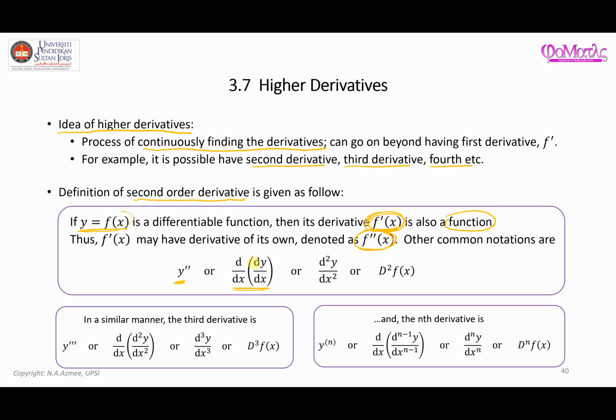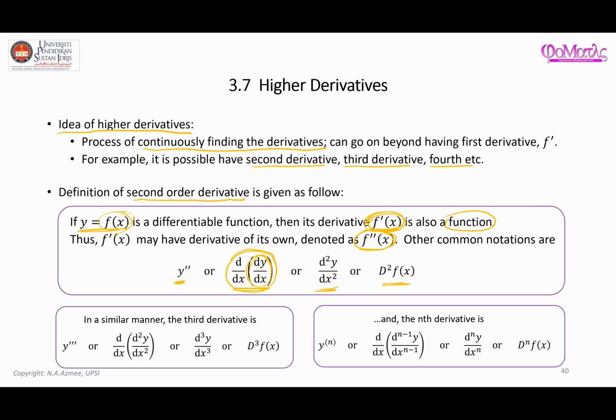Other common notations are y double prime, or this one, which says that here is the result of the first derivative, and we supply the result to this operation, where the result gives you the second derivative of the function f(x). Other common notations are this one and also this one.